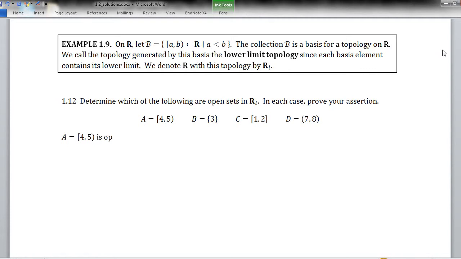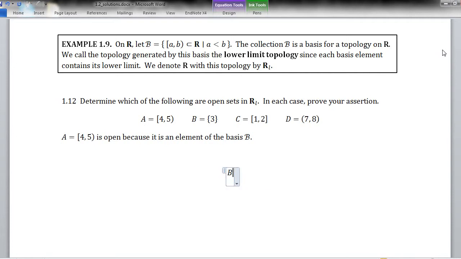Well, this we see right away is open because it is an element of the basis, right? If it's an element of the basis, then it's certainly a union of basis elements, just the union of a single basis element. So one down, three to go.